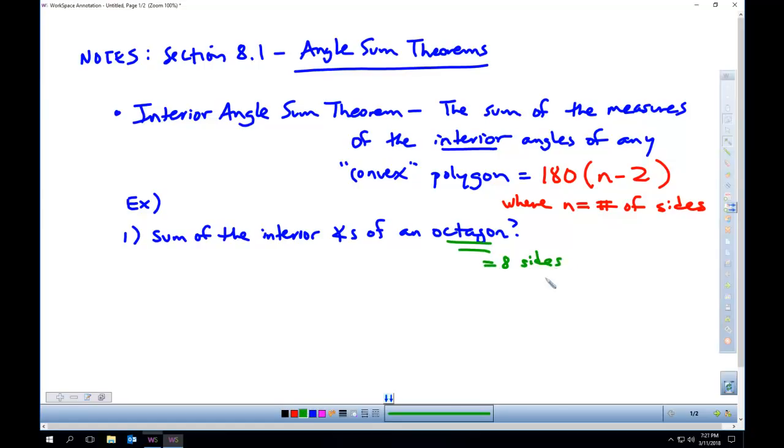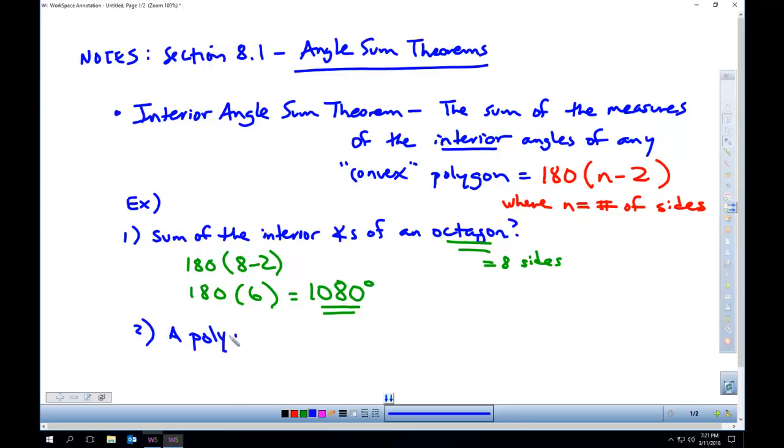Alright, so here's my solution. Octagon is an 8-sided polygon. So I'm going to plug 8 in for n. So order of operations, do my parentheses, 8 minus 2 is 6. And 6 times 180 is going to give me, if I calculate this here, 1080 degrees. So that's the sum, that's the total of all of the interior angles of any convex octagon.